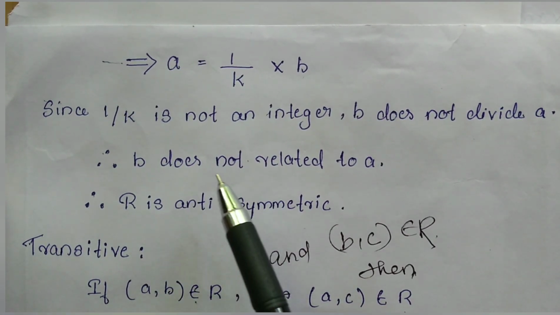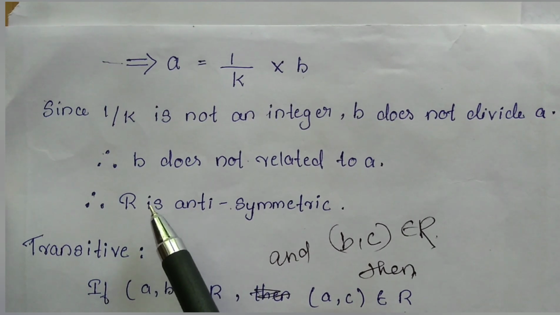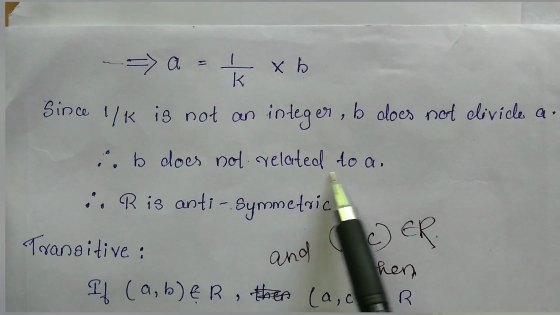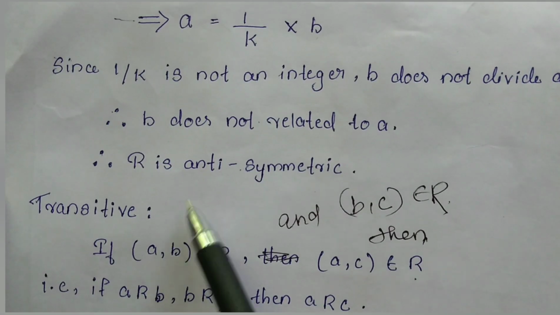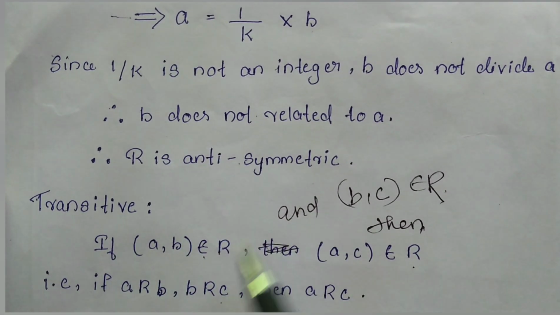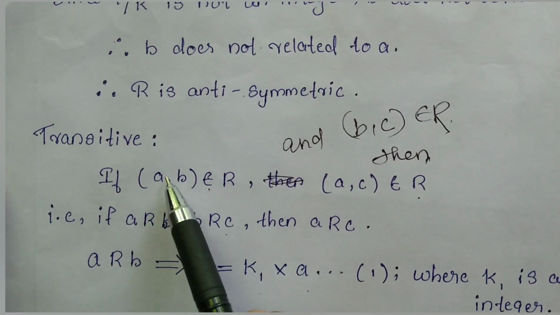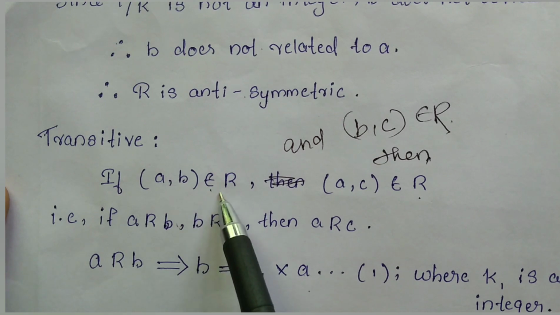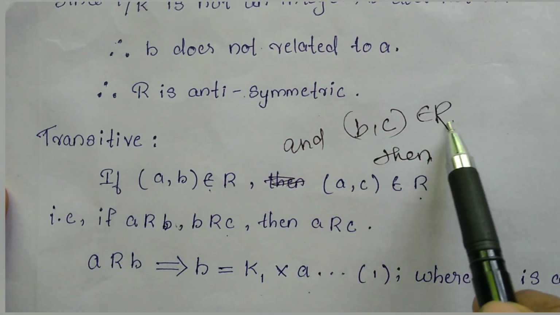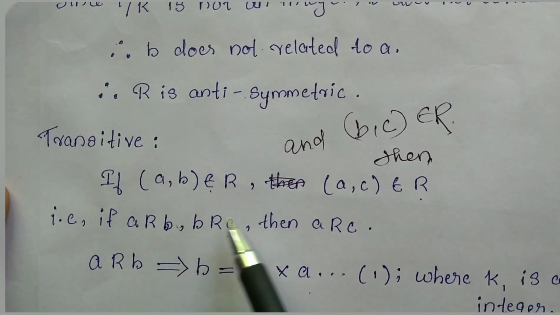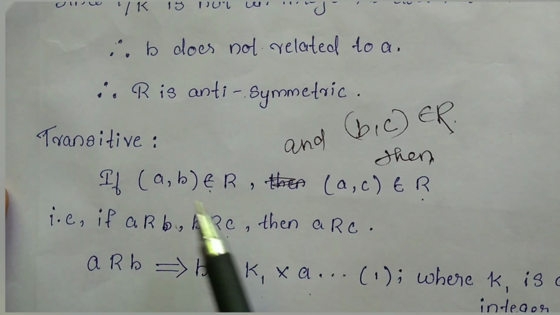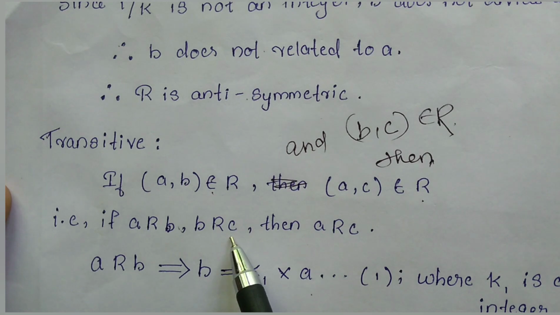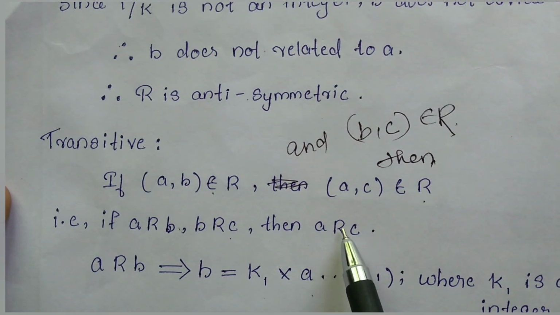So what did we prove? We assumed that A is related to B, and now we conclude that B is not related to A. Therefore, R is antisymmetric. Now the third one is transitive. You take two elements, that is A is related to B and B is related to C, then to show A is related to C. So A is related to B means A divides B and B divides C. We have to show A divides C.